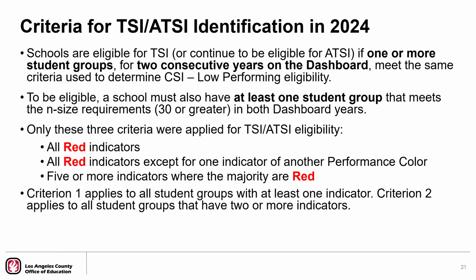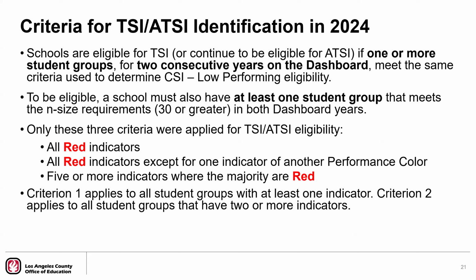So it should look familiar here for TSI identification and ATSI continued identification. If you met any of these criteria, again, it was 1 or more student groups for 2 consecutive years on the dashboard. They're applying the same eligibility criterion as CSI low performing. They had to have 30 or greater students for a student group to qualify. And it's all red indicators, but 1, or 5 or more indicators, the majority of which are red. And it applies to all student groups with at least 1 indicator.